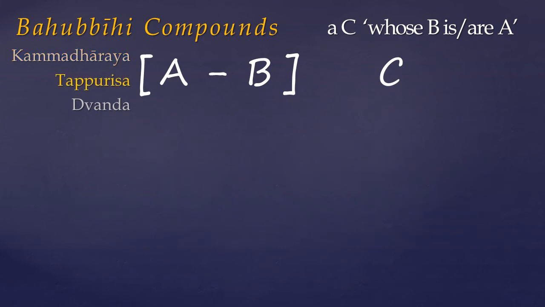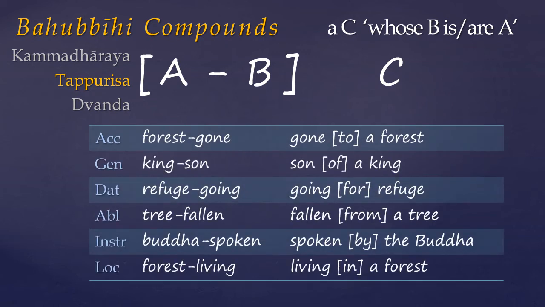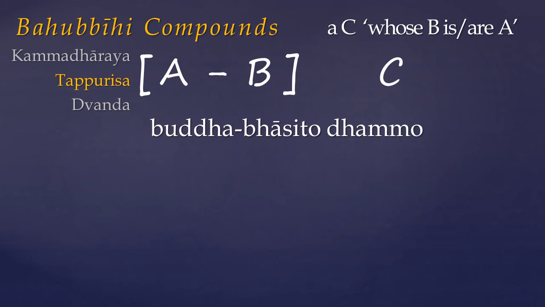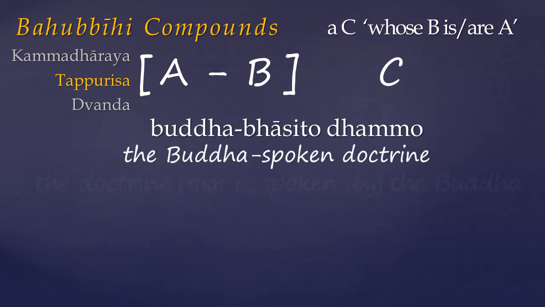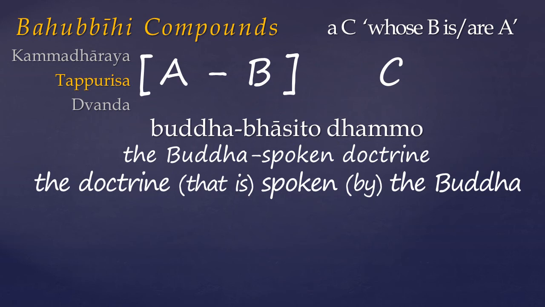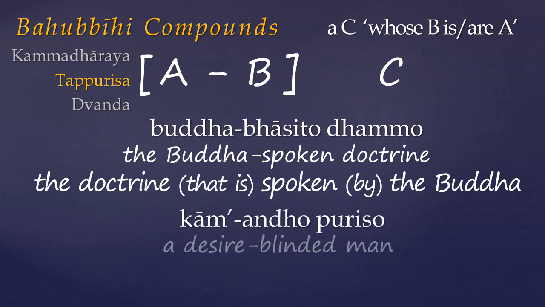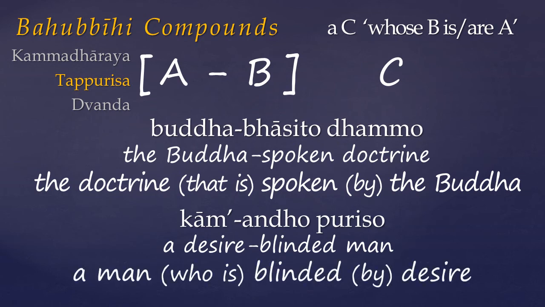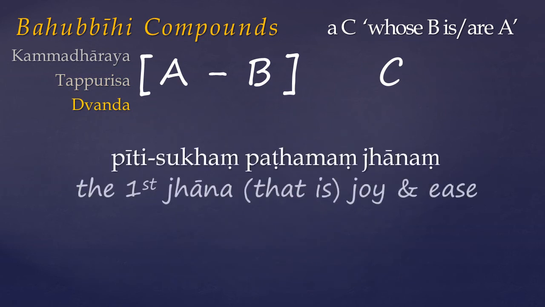And this brings us to Tappurisa compounds. If you remember, with the Tappurisa compound, the relation between the compound members is one of a case relation. And these too can be used adjectively. For instance, the Buddha's spoken doctrine, or the doctrine which is spoken by the Buddha. Or a desire-blinded man, a man who is blinded by desire. And even Dvanda compounds can be used as adjectives. As we can see, most Bahubbīhis are self-evident, but sometimes it is important to distinguish between the different types.